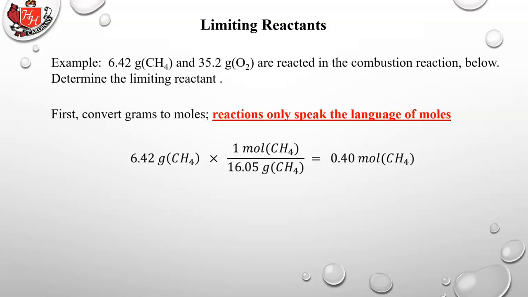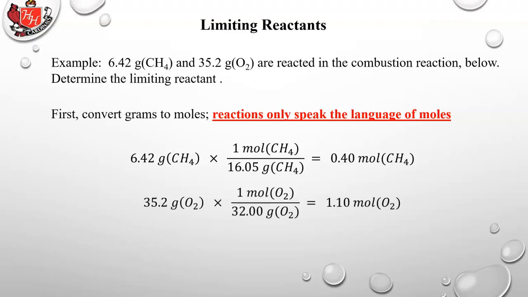Okay, so we're going to take the 6.42 grams of CH4, and then you compute the molar mass of CH4. There's 1 mole CH4 for every 16.05 grams of CH4, and you need grams of CH4 to cancel out, and you end up with moles of CH4, and that gives you 0.4 moles of CH4.